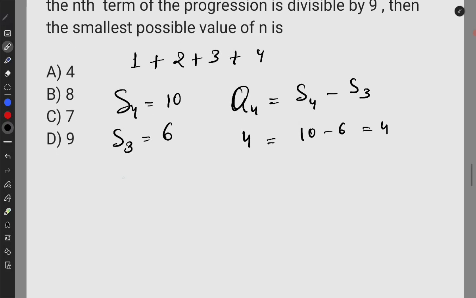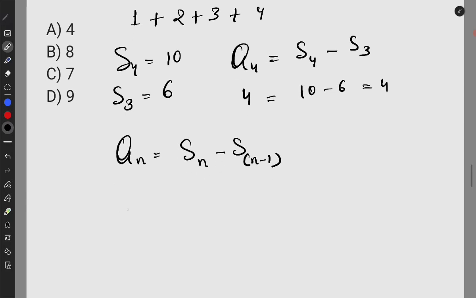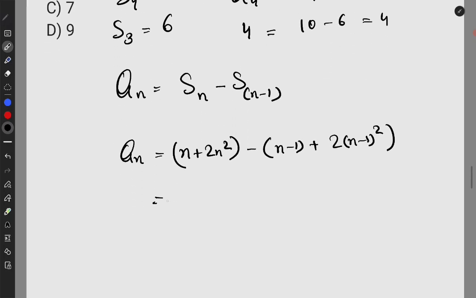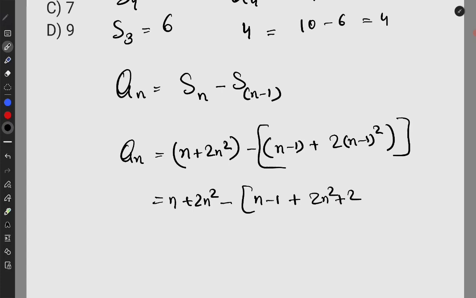So applying this logic, I can deduce this: the nth term is the sum of n terms minus the sum of the previous terms. If I do this, I can find the answer. How? Let's see. The sum of n terms was n plus 2n square. Now if we go one term back, it will be n minus 1 plus 2 into n minus 1 square. Now let's solve this. n plus 2n square, let's leave this like this for now, minus n minus 1 plus 2n square plus 2 minus 4n.